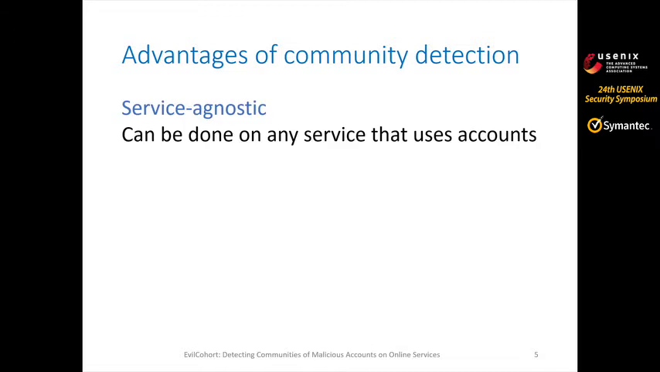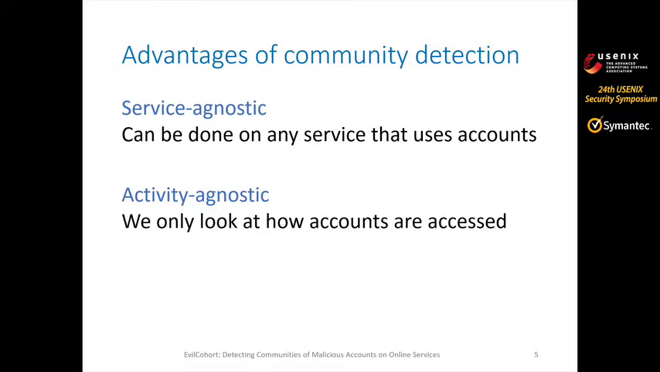The advantages are that basically we are suddenly service agnostic, so we don't care about the domain-specific information on the specific online service that we are looking at. And we are also activity agnostic. So most of the previous systems that I described were looking at spam. So the malicious accounts had to send some sort of malicious message on the online service to be detected. But we don't care about that because we only look at the mapping between accounts and IP addresses. And so suddenly we can detect types of malicious activity that are way broader and that previous work actually overlooked.